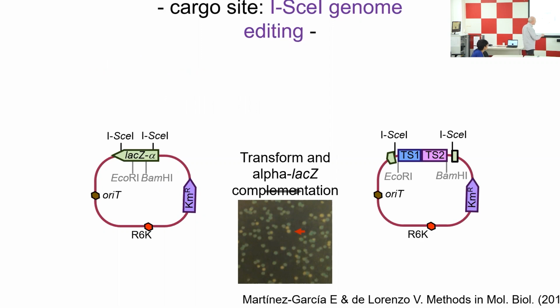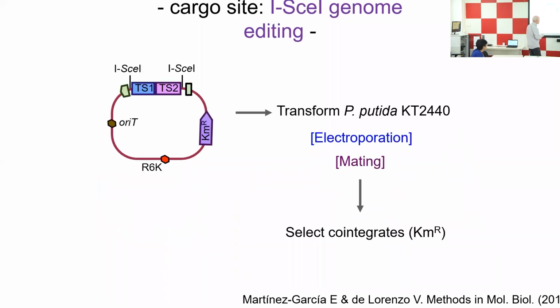So this construct contains the left part of the deletion in the genome and the right part of the deletion in the genome there. Now, what you do is that you take this plasmid and you enter it in your destination strain. I put here P. putida, but it can be any other bacterium. It can be E. coli, it can be any other gram-negative bacterium, for instance.